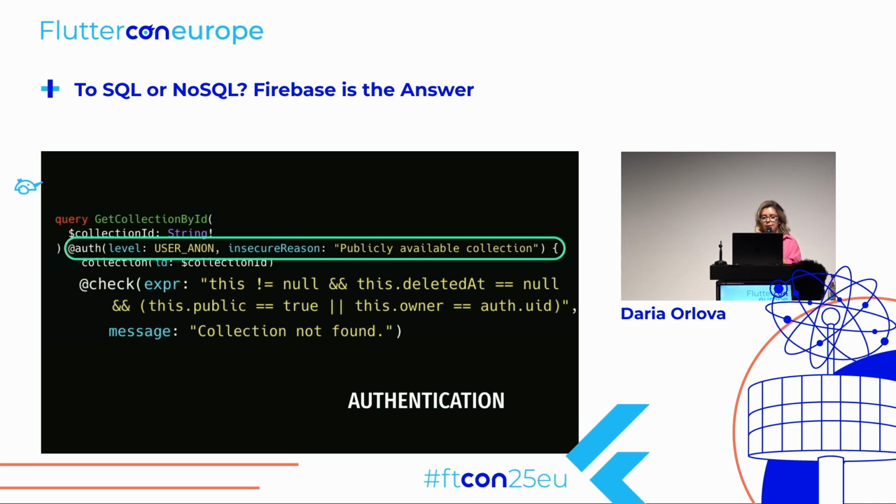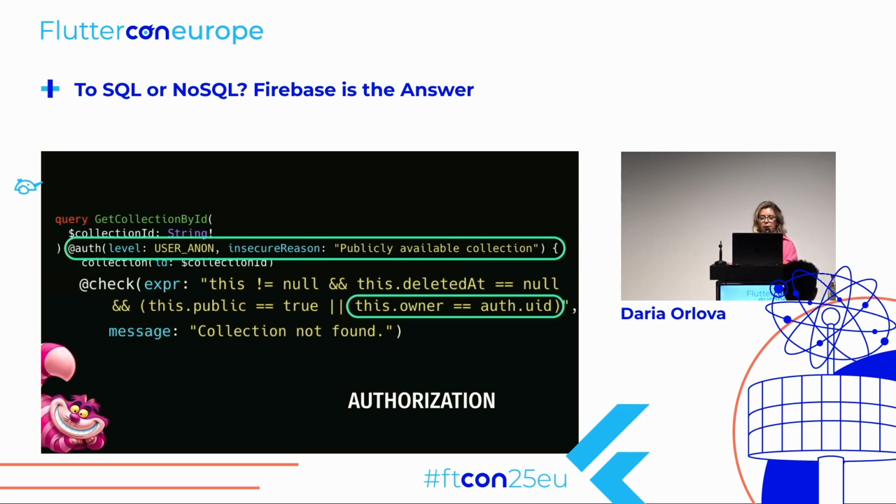For example, in this case, we want this query to be available to all of the users that are at least authorized anonymously. This is considered insecure in general, so that's why we also specify an insecure reason: this is a publicly available collection, so that later on in the audit, it doesn't scream at us. And this is the authentication level. But then we need to perform our own authorization, in this case, to check that this particular collection belongs to this owner. And we have the auth object from Firebase authentication, whose parameters we can then use for authorized access.